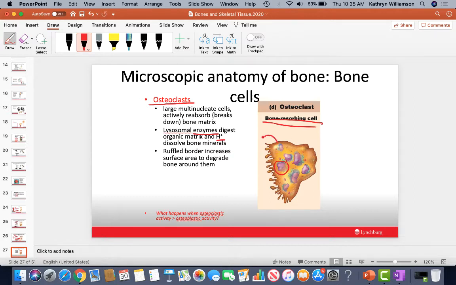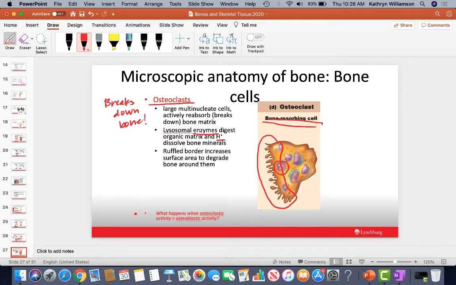And they've got this ruffled border. You can see that here on the edge, this ruffled border. That's going to increase the surface area that these cells are in contact with so that they're able to degrade the bone around them. So this is the cell type that breaks down bone. And again, it gets its signal from the osteocyte telling it that it needs to break down the bone.